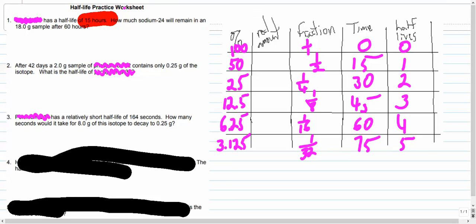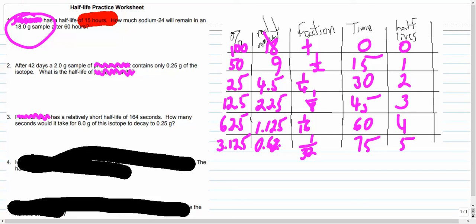And then, how much sodium-24 will remain in an 18-gram sample? That is a real amount. So we're going to fill that in right here. So 18 grams. And if we cut that in half, we wind up with 9 grams, and then 4 1/2, and then 2 1/4, and then 1 1/8, and then some, what's this, 0.625, like 5/8. So there we go.